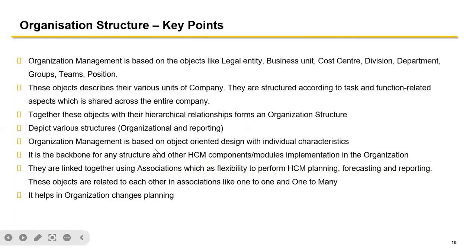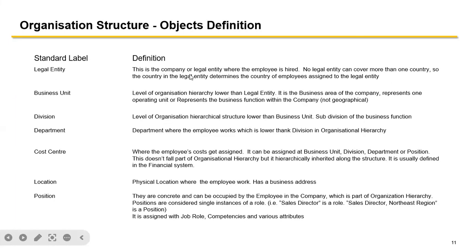Okay, I have explained that organization structure, basically organization management, has some subtypes, the first being the legal entity. The legal entity is the company code where the person is hired. For example, you are working in Unigigs, and Unigigs is the company code for you. This is the company code which determines what country you belong to. One legal entity has only one country.